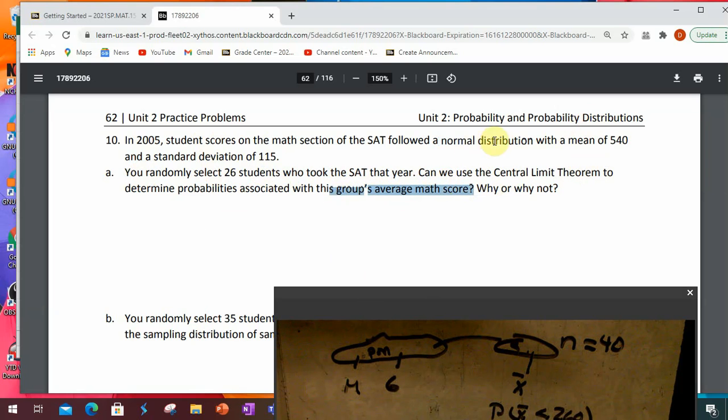So number one, if this wasn't normally distributed, I couldn't ask the probability of a particular one. But it doesn't really matter if this is normally distributed or not when I'm doing the central limit theorem, as long as I had bigger than 30. I don't. But as long as that population is normally distributed, I can. So the answer to this is yes, because the population is normally distributed.